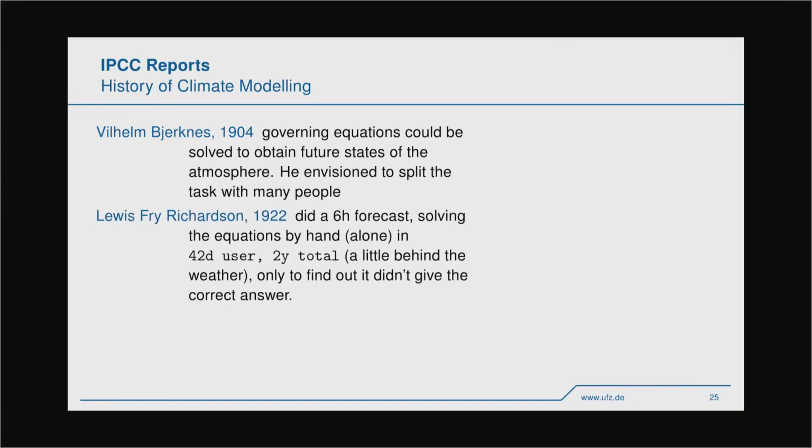And then Lewis Fry Richardson came in 1922 and did actually calculate all this, did a 6-hour forecast solving the equations by hand alone in 42 days user time, meaning he himself calculated 42 days on it, but that 42 days were distributed over 2 years in total. So he was a little behind the weather, only to find out that it didn't give the correct answer. That was long forgotten, but people said, yeah, that's not quite practical, we cannot do that.